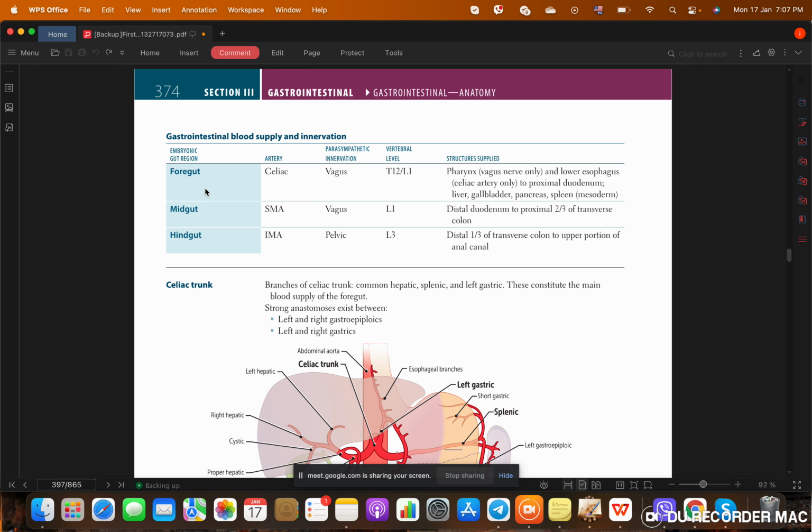Yep, it starts from the esophagus downward. Some books write the oral cavity, but I noticed that in the USMLE they like to say the esophagus. So the esophagus, and all of this structure will be supplied by the celiac one way or another.